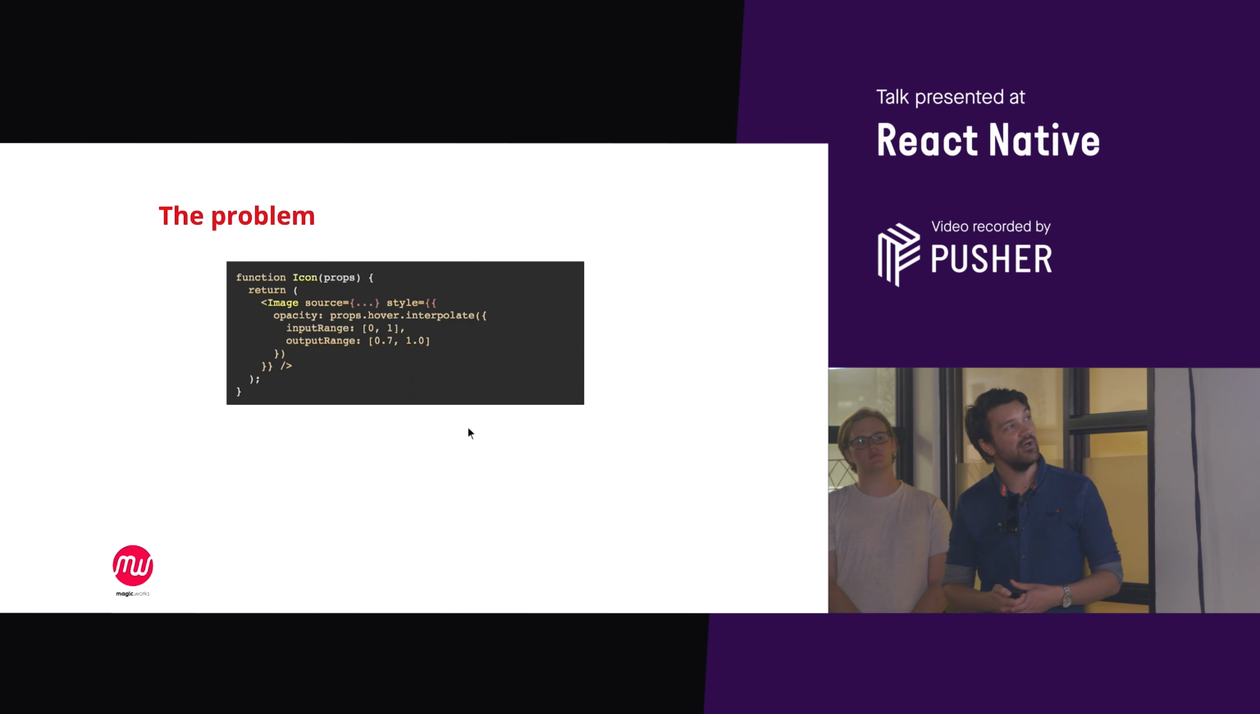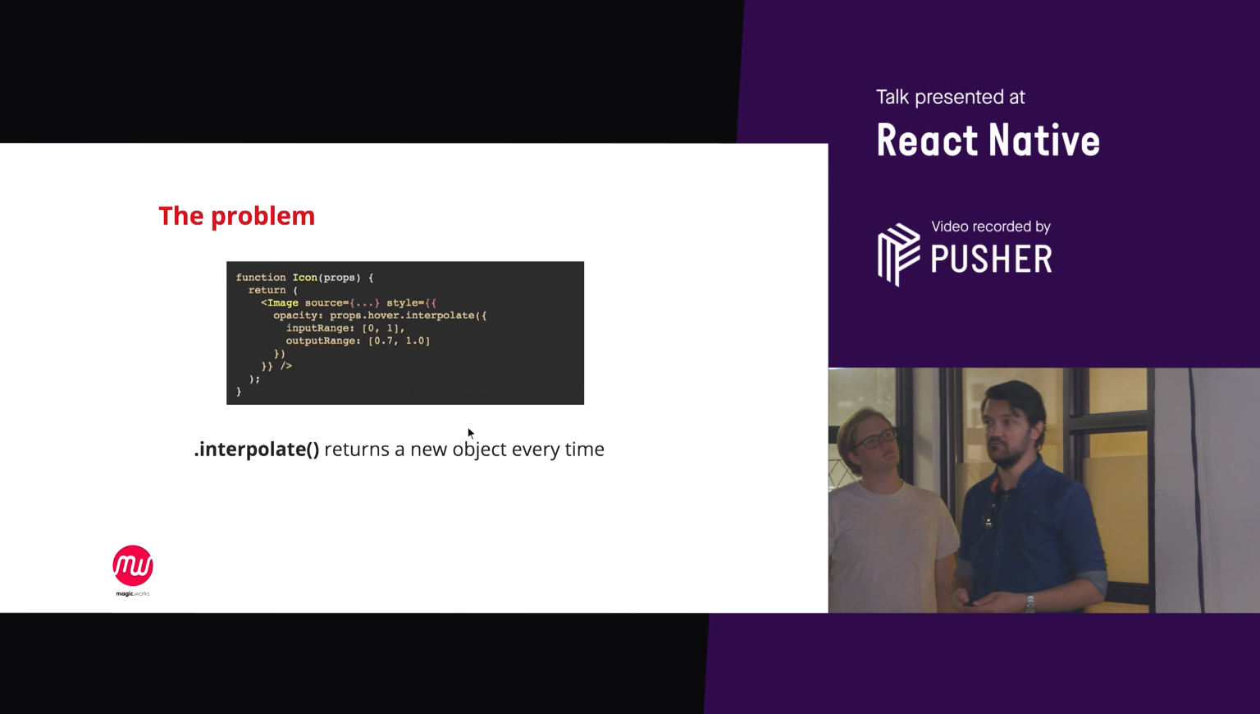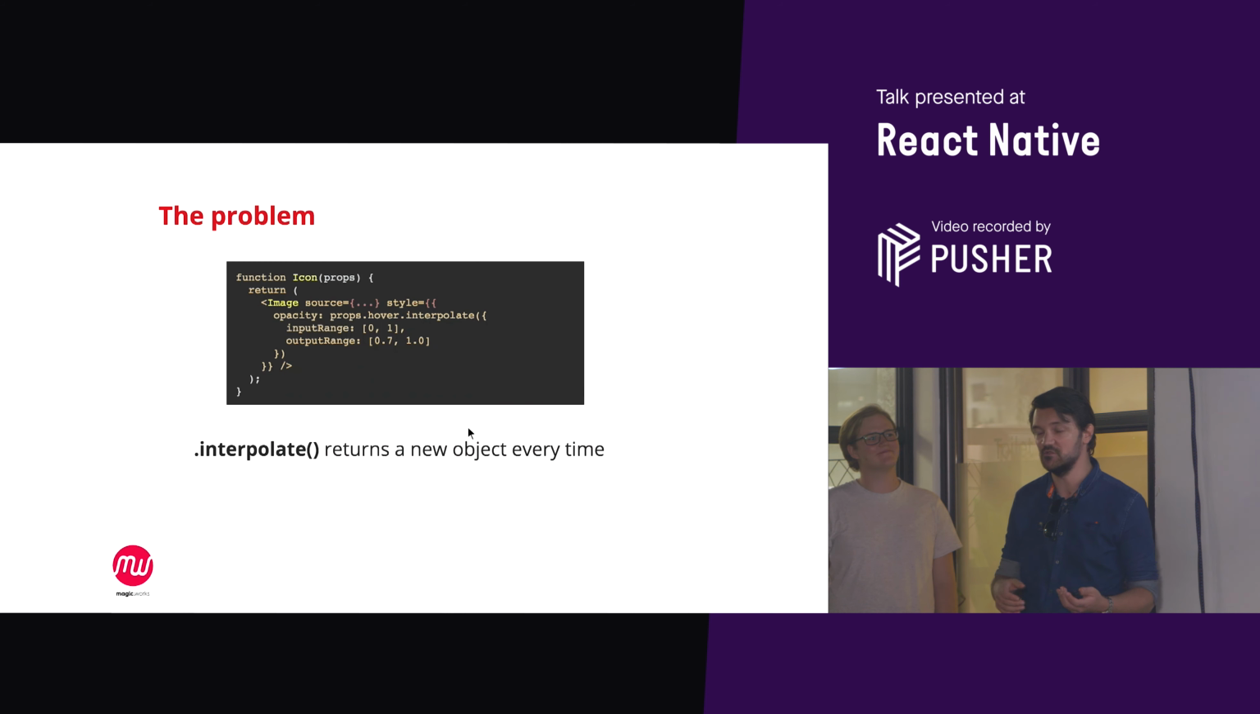And the opacity would be 0.7, so 70% opacity when the element is not hovered and 100% when it's hovered. The problem with this is every time you call the interpolate function, it returns a new object, which means a new animated node is being created, which needs to be sent over the bridge, because React thinks it's a whole new animation and needs to be updated on the bridge and on the native side.